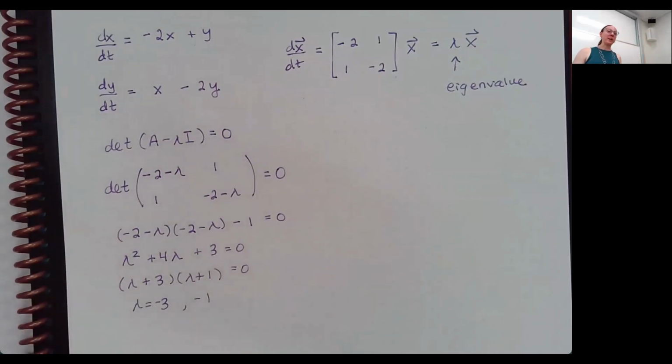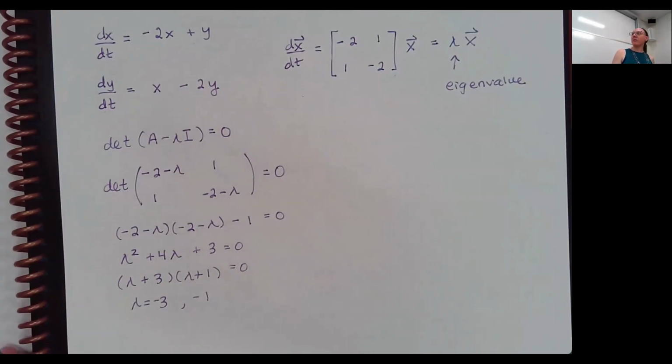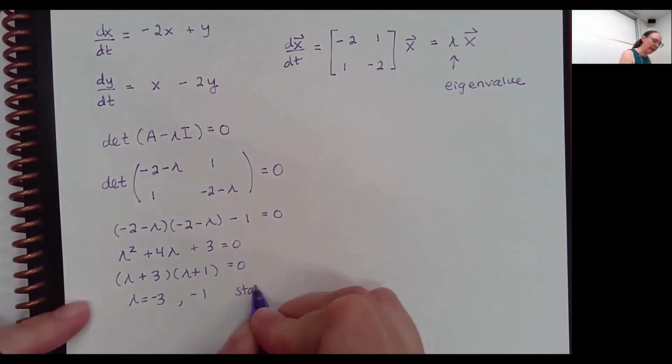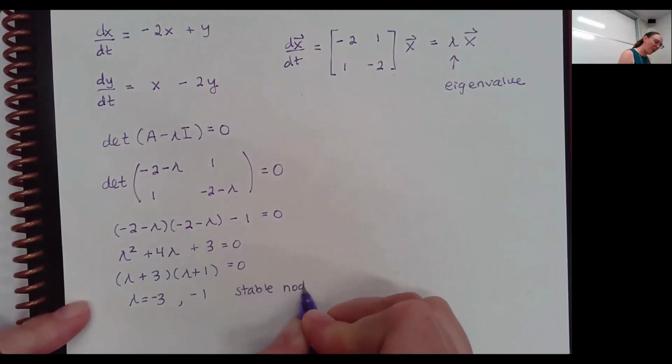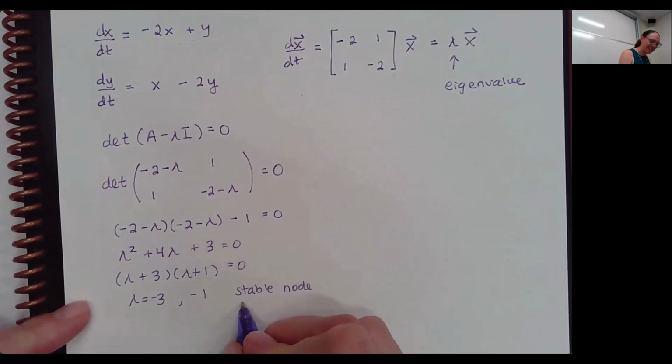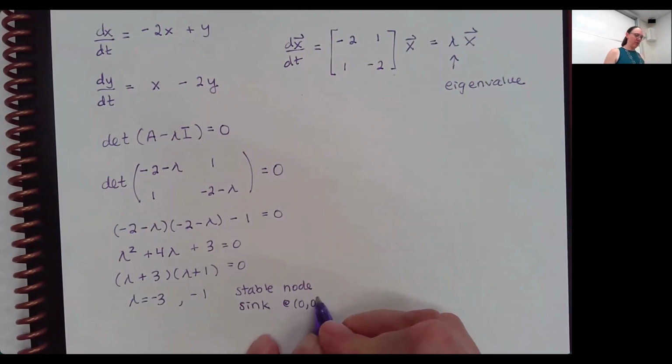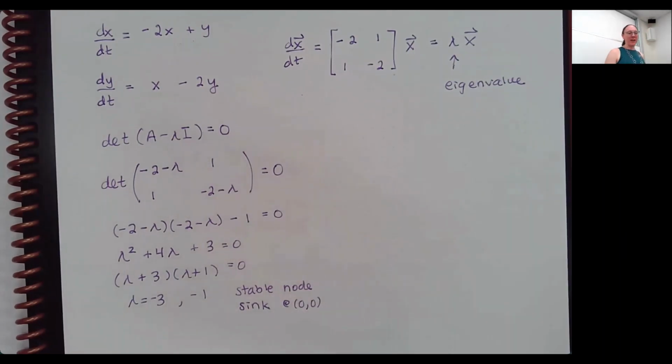So I can already classify my equilibrium. If both of the eigenvalues are negative, then my e to the lambda t terms are both going to 0. So I know that this is stable. And I can call this a stable node, or our textbook also uses the word sink. So it's a stable node or a sink at 0, 0. Once I have the eigenvalues, then I can go back and find the eigenvectors.